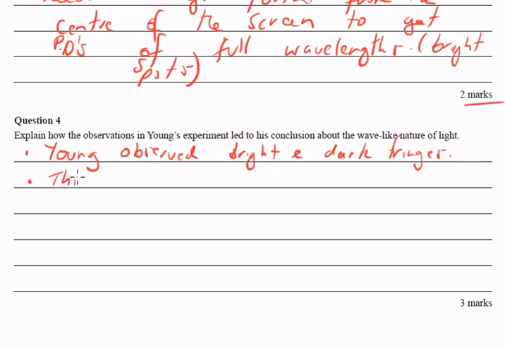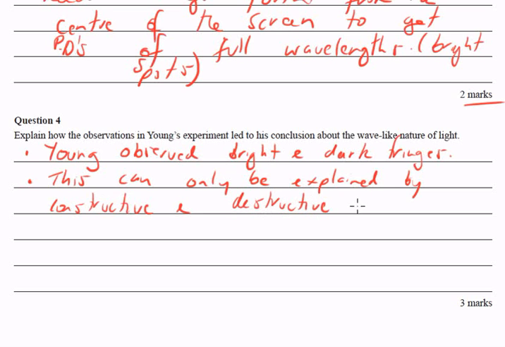Now this can only be explained by constructive and destructive interference of waves. Therefore, light has wave properties.